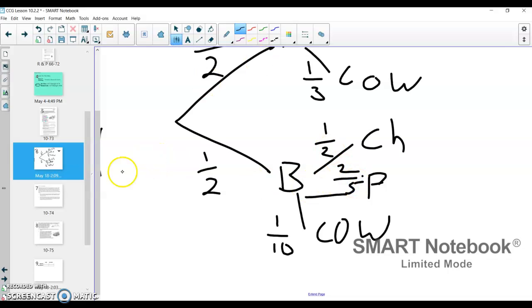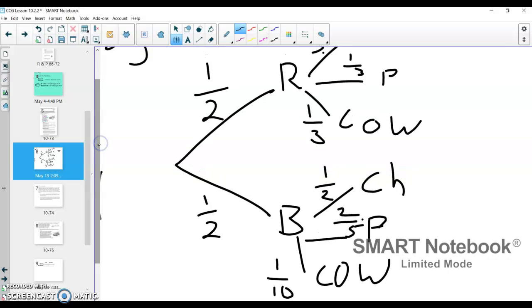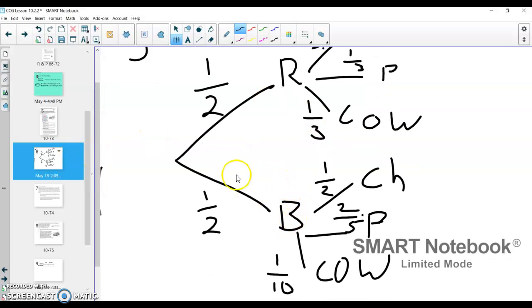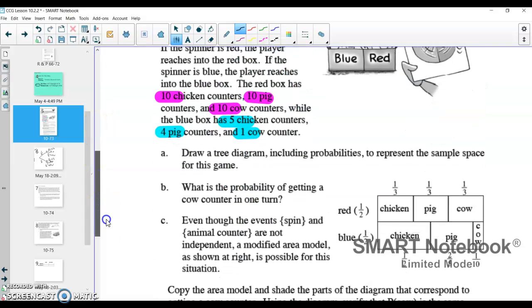And now we have our tree diagram, and we'll use it again here. But really what this tree diagram is saying is the first event, you either get a red or a blue, and it splits 50-50. If you spin red, then you have a 1/3 chance to get chicken, pig, or cow. If you spin blue, which happens half the time, you have a 1/2 chance for chicken, 2/5 chance for pig, and a 1/10 chance for cow. So really you want to spin red. Red is a lot more consistent. But let's keep going here. We could talk about probability forever.